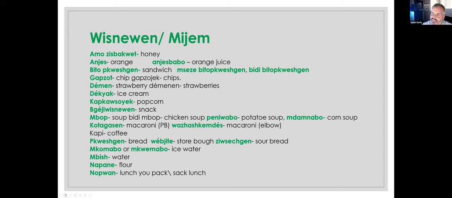Gapsot is a chip. Gapsojuk, or chips. Damon is a strawberry.